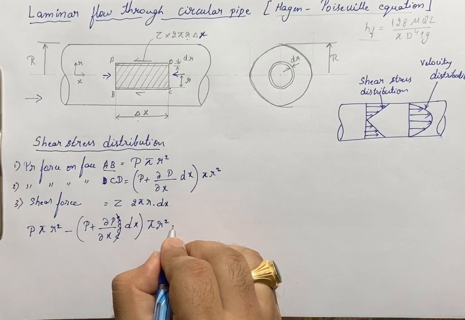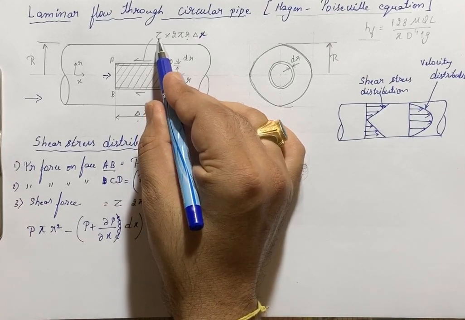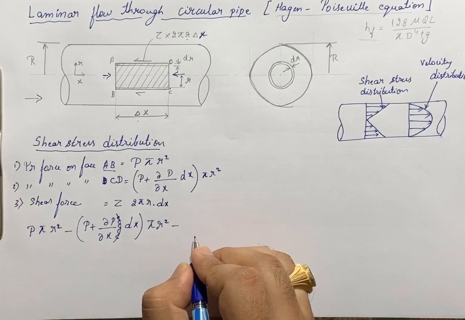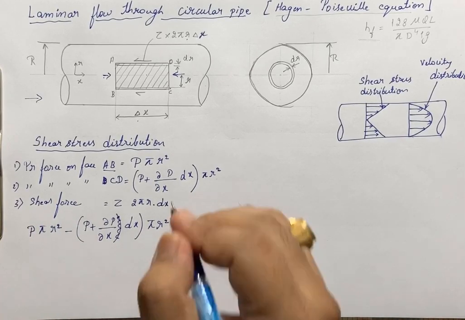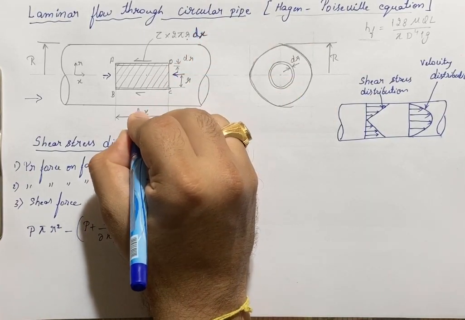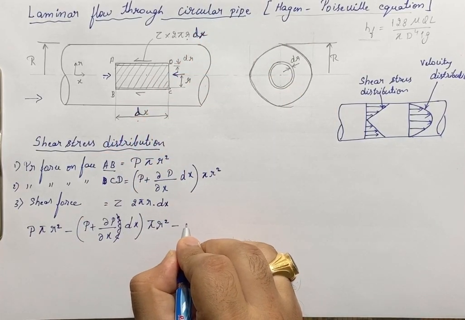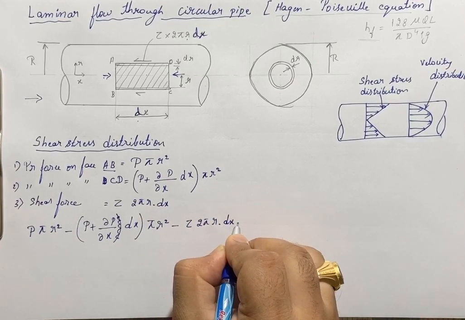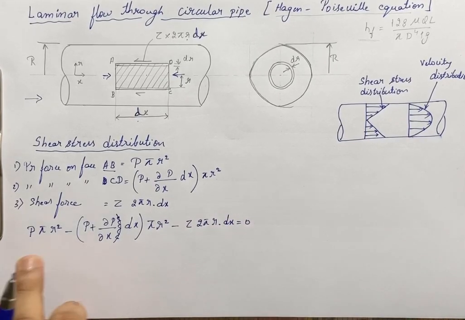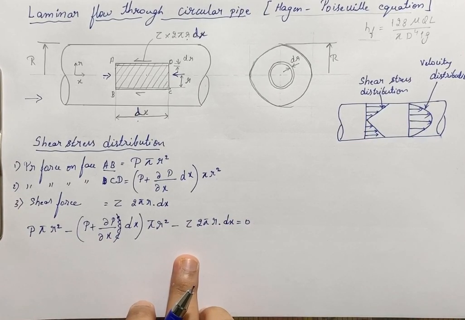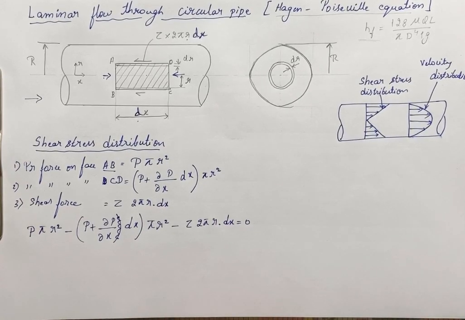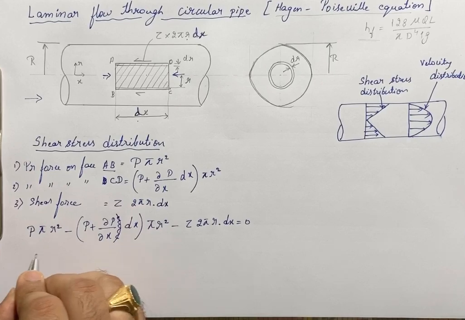And one more force is the shear force. The shear force is tau into 2 pi r into dx, which is equal to 0. This is the total force here. That is, the summation of all forces in the direction of flow should be equal to 0, because there is no acceleration here. Now, after this we need to solve this.